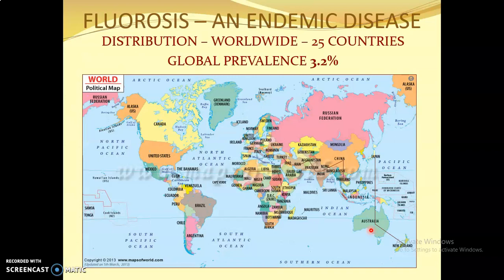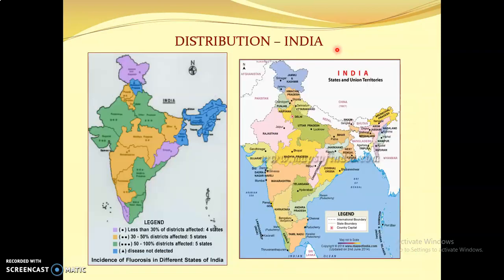So when you talk about fluorosis as an endemic disease, I repeat, an endemic disease is a disease which is constantly present in a given geographical area. More than 25 countries across the globe are affected with fluorosis, and the global prevalence comes to around 3.2%. That is, 3.2% of the population throughout the world is affected with fluorosis, and it could be skeletal or dental. So combined, the prevalence is 3.2%.